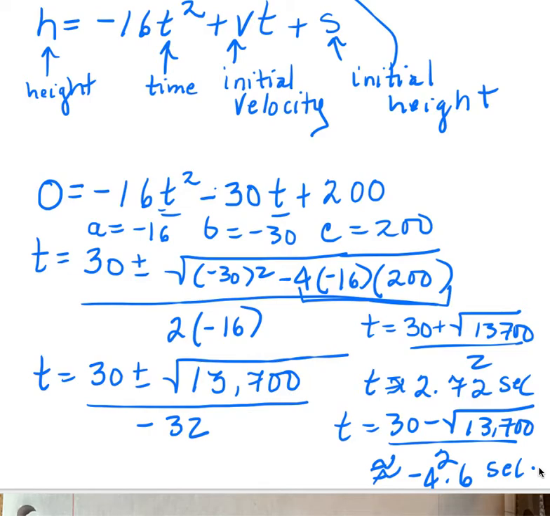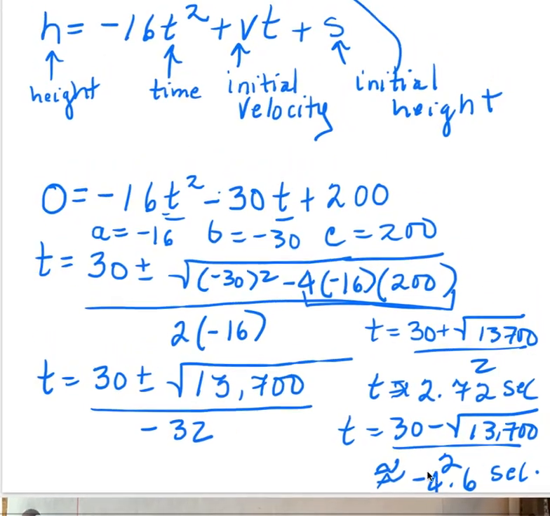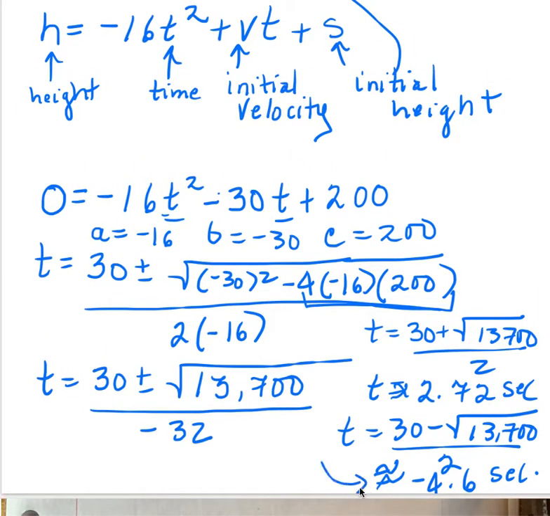Now, with a quadratic, the algebra for this makes perfect sense, but in the real life situation, negative time doesn't make sense. So when we're doing a real life equation, we just toss that negative value out and we don't look at it. We just look at the positive value. Okay, and so that is the answer to this particular question.